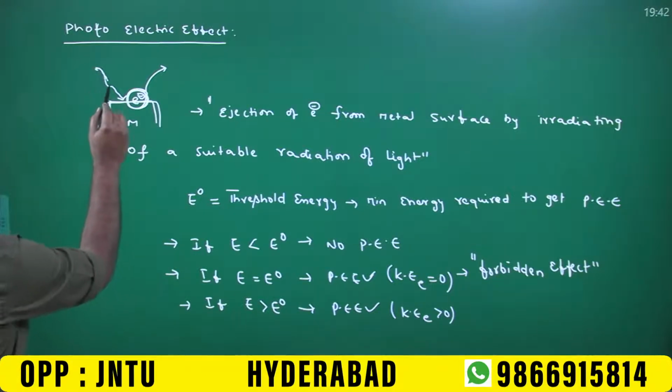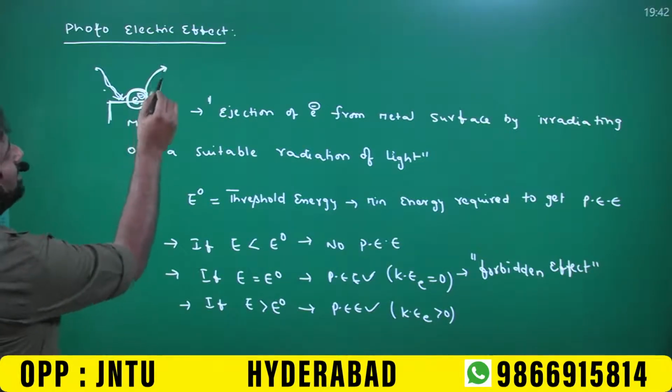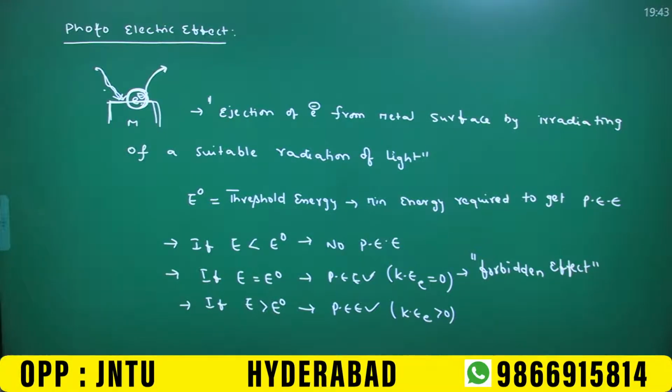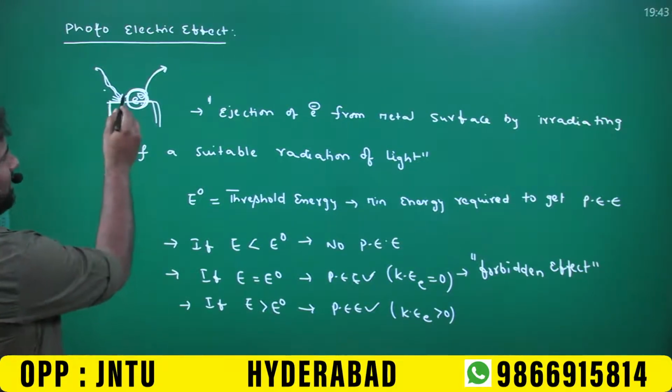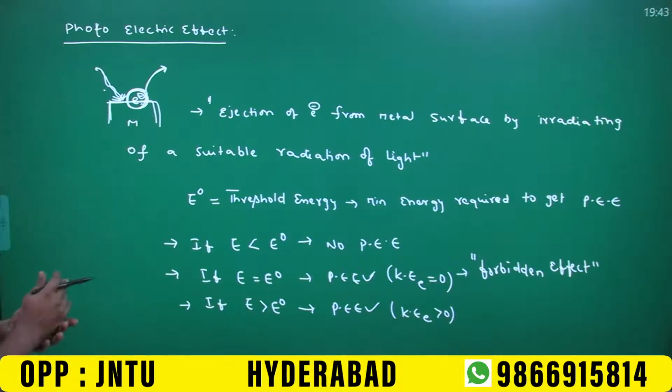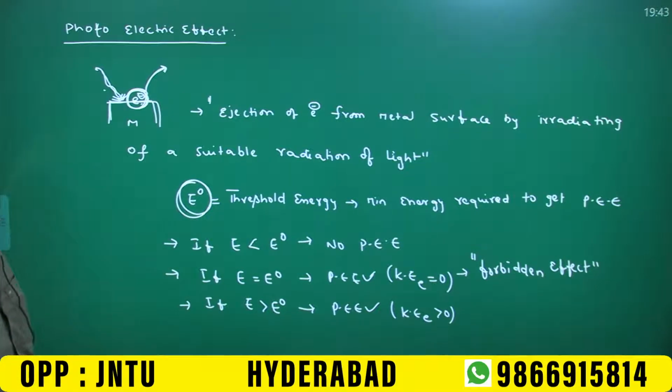Now if you irradiate a suitable radiation, suitable radiation meaning consisting of certain energy, by striking this energy over this electron, what will happen? This electron comes out from the metal surface area. From the metal surface area, the electron is ejected out. That kind of effect is called photoelectric effect. The light energy must reach a certain level, otherwise the electron will not be ejected. The minimum energy of radiation which is required to get photoelectric effect is called threshold energy.